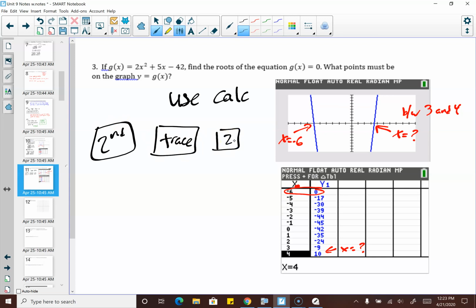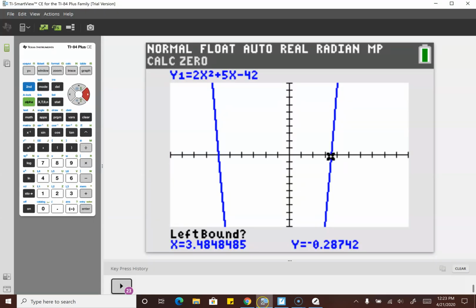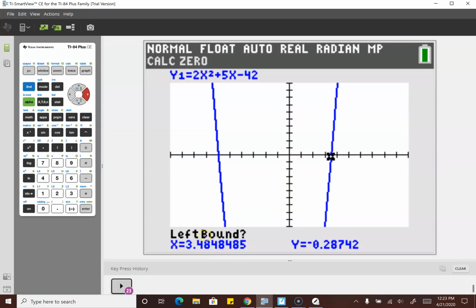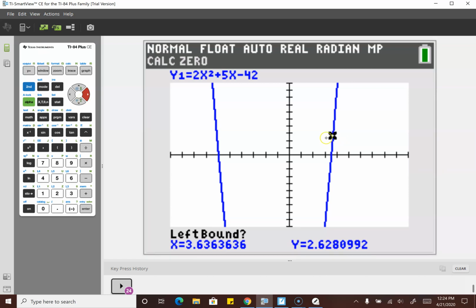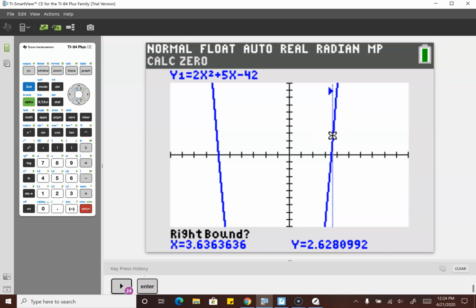All right. And then as we do that, what happens on our calculator here? Well, it says left bound. So basically what you need is to hit enter once above the graph and once below the graph, but you're not sure what order you have to go in. So for example here, I'm going to put my flashing spider above the graph and hit enter.